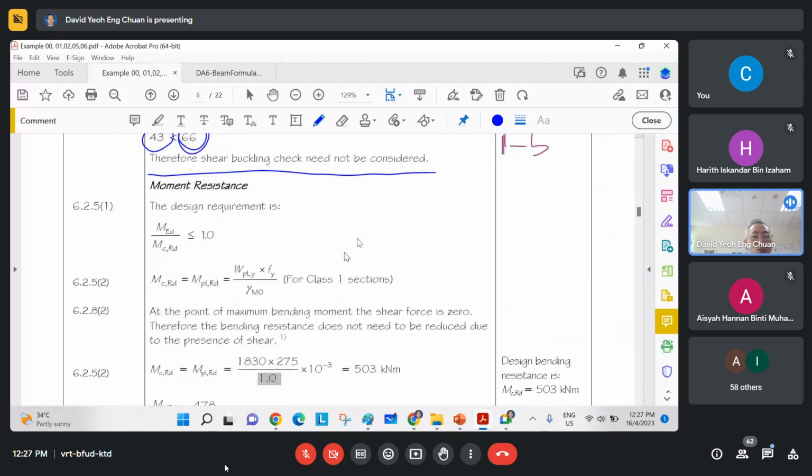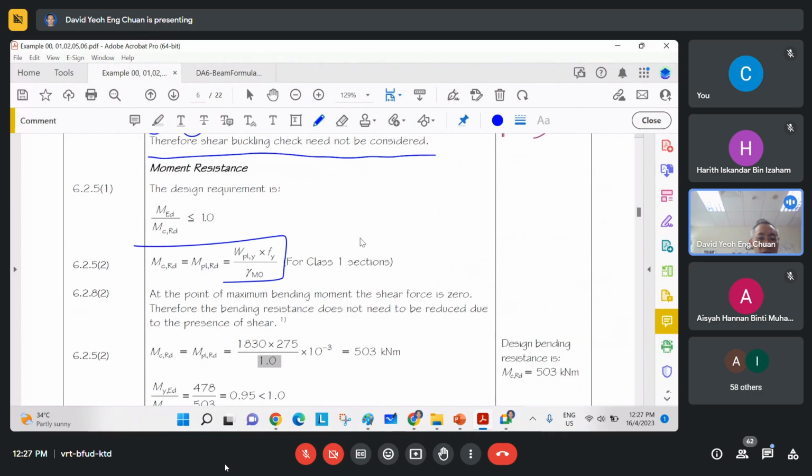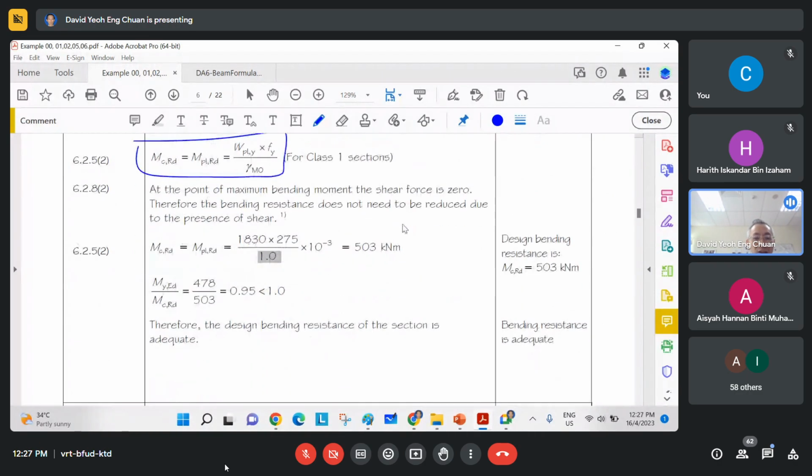Lastly, we check the moment resistance. Moment resistance, again, we use back the same formula and we get this. This is a nice design. See? 0.95. So a good design, not too over, okay? Not too over, is somewhere between 0.8 to 0.9. A bit plus, as long as it's below 1. Okay, the ratio, I'm talking about the ratio.